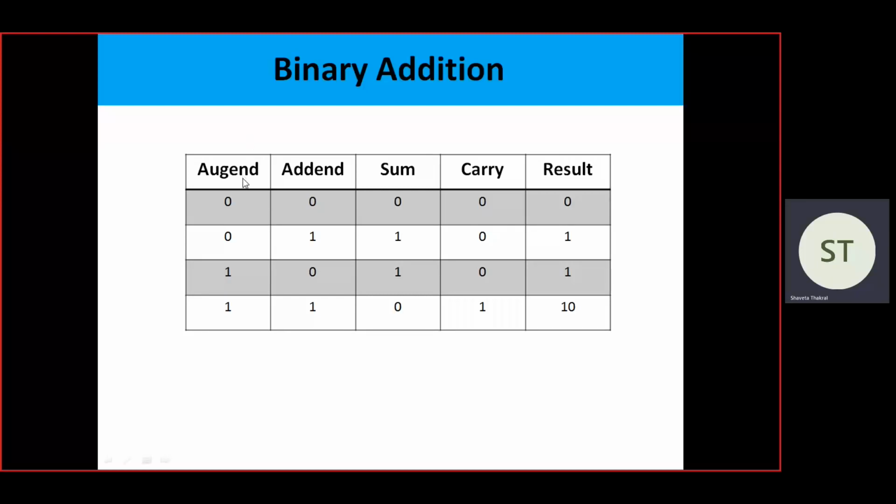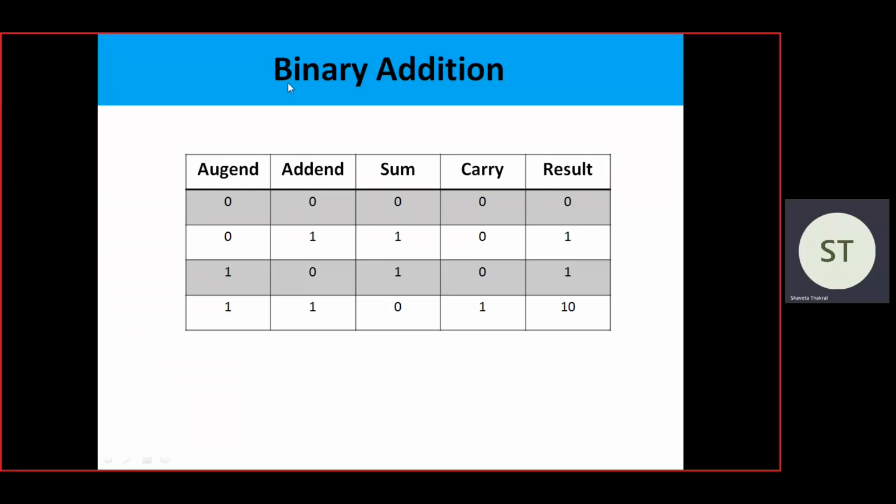While doing the binary addition we have to see the two bits. One is called the augend and the other is called the addend. So what is the augend? The augend is the number to which another number needs to be added. And what is the addend? The addend is the number that needs to be added to the augend. So if we are adding two numbers, number 1 and number 2, number 1 can be considered as the augend and number 2 as the addend.